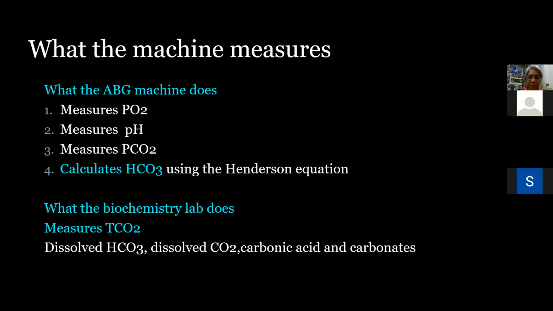Now, what the machine does when we do an ABG, it measures PO2, pH, and PCO2. It does not measure bicarbonate. Bicarbonate is calculated by the machine using the Henderson equation. When we send serum electrolytes to the biochemistry lab and they do a serum bicarbonate, it is measured. And what they measure is the TCO2, which is your dissolved bicarbonate, dissolved carbon dioxide, carbonic acid, and carbonate. So it's a total CO2 which they measure.